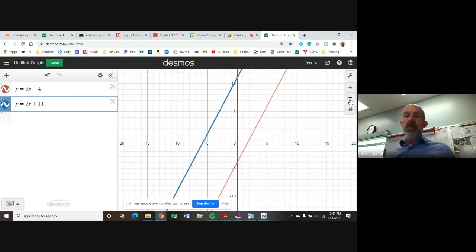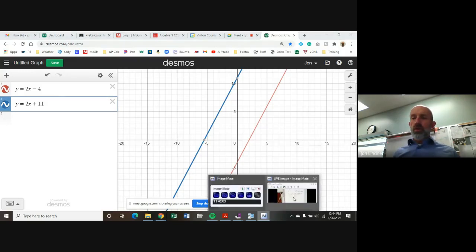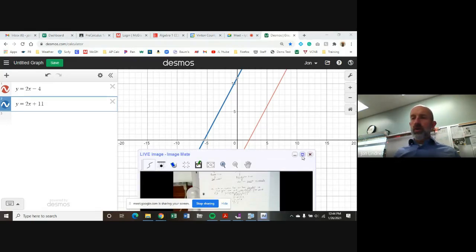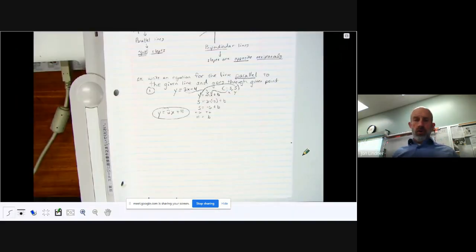And you can do the same thing with Desmos on your own. You can check your answers to see if they are parallel like they're supposed to be or perpendicular like they're supposed to be. Let's do one now where the new line is perpendicular to the original line.